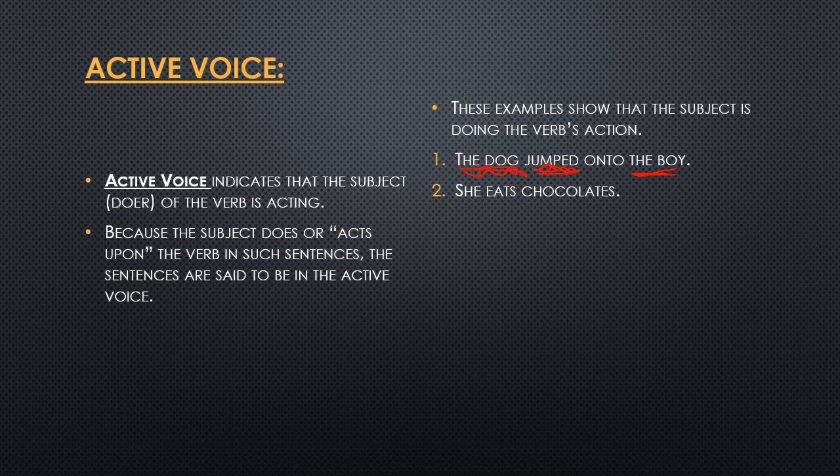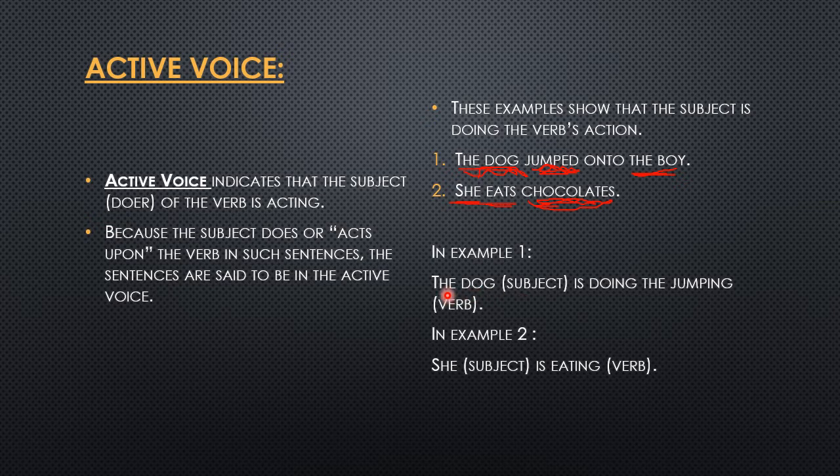The same is the case with the next sentence. She eats chocolates. So who is the doer of this sentence? She. Who is eating chocolates? She. So the action is performed by she. Eats is the verb in this sentence and chocolates is the object. Understand? So this was the basic information about an active sentence.